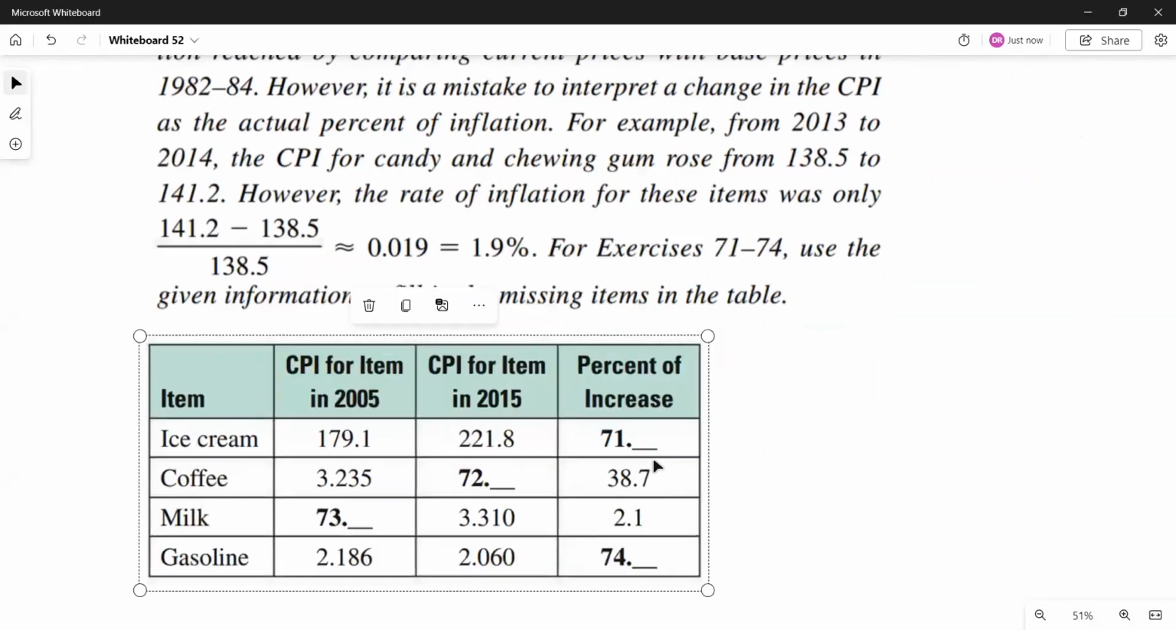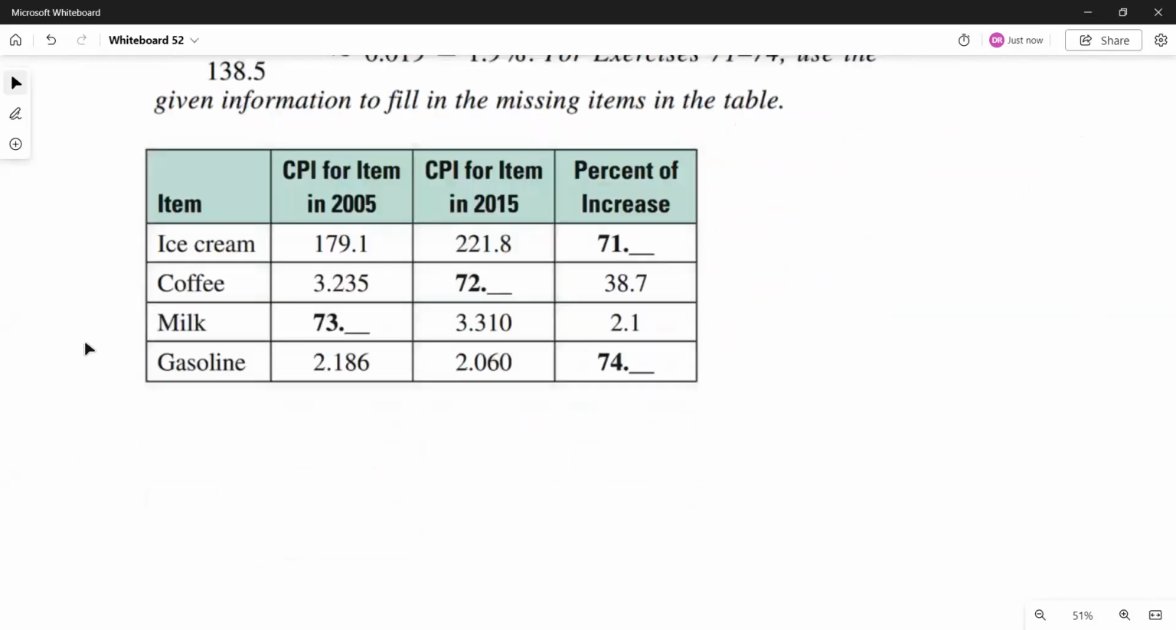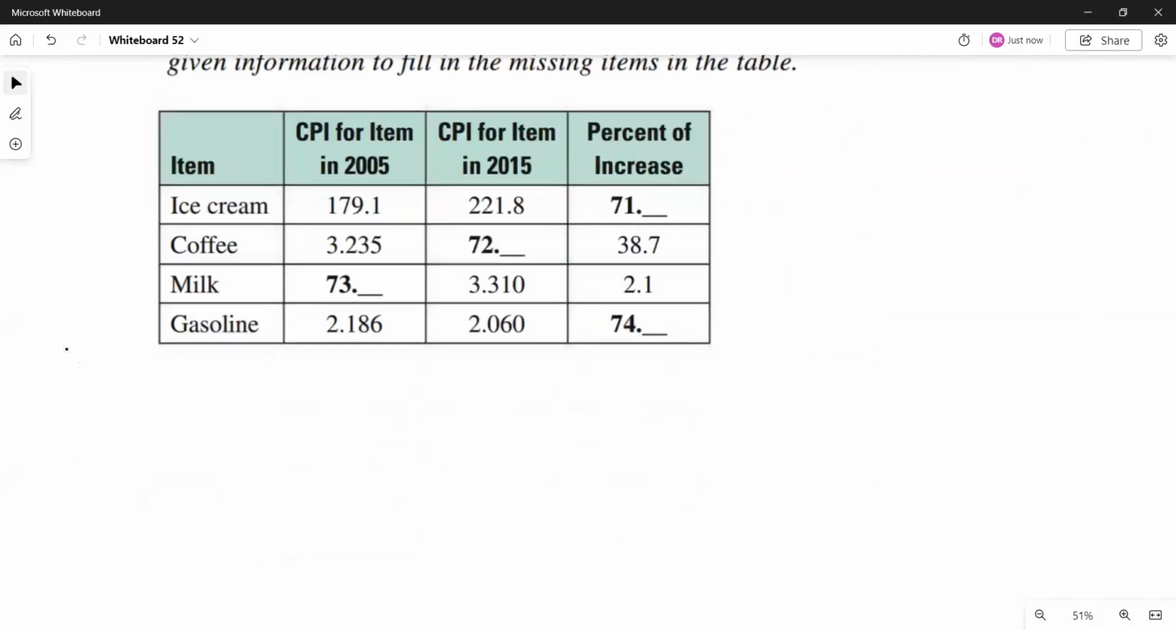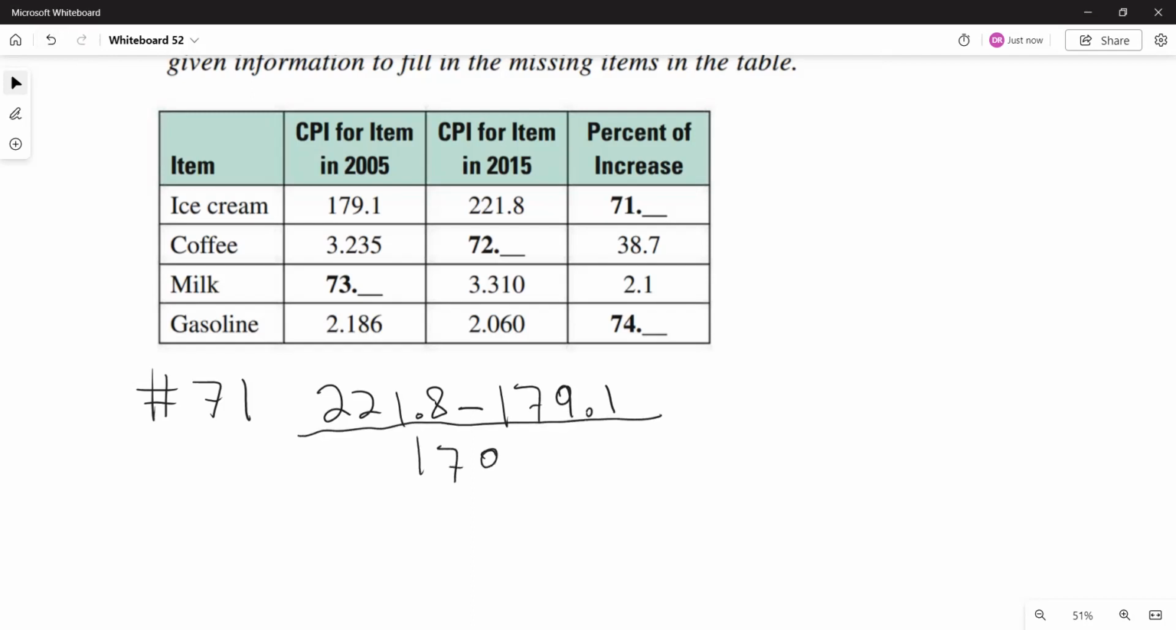Okay, so these numbers, 70, 71, 72, 73, and 74, are the problem numbers. Those are not the actual values. So let's do number 71. The percent of increase is going to be the percent of change. So that's going to be the CPI, the consumer price index in 2015, minus the consumer price index in 2005, over the consumer price index in 2005.